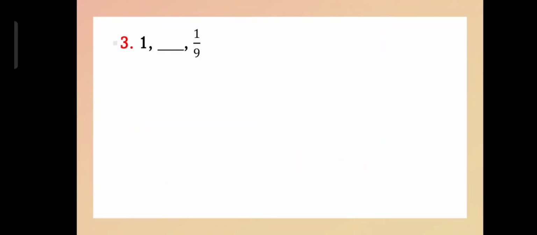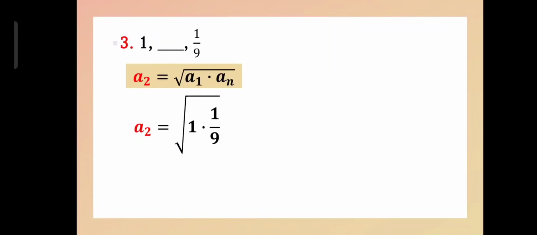Number 3, what is the geometric mean between 1 and 1 over 9? So same formula will be used. We have a sub 2 is equal to the square root of a sub 1 times a sub n. Substitute the given. So a sub 2 is equal to the square root of 1 times 1 over 9, where a sub 1 is 1 and a sub n or last term is 1 over 9. Then simplify. So a sub 2 is equal to the square root of 1 times 1, which is 1, over 1 times 9, which is 9. Get the square root of 1 over 9, that is positive or negative 1 over 3.